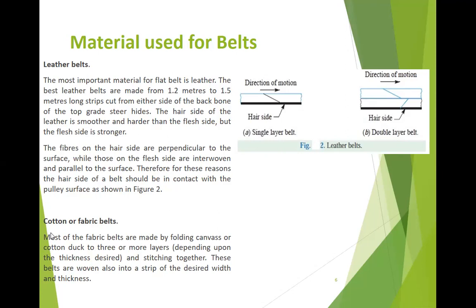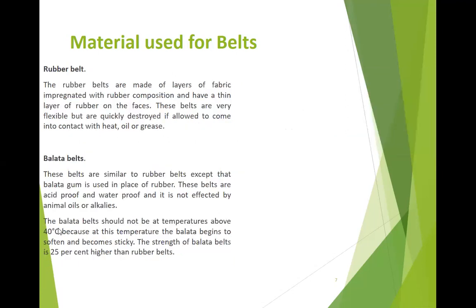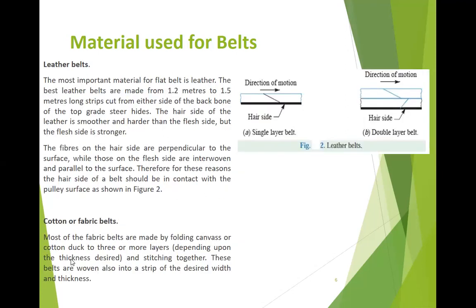Cotton or fabric belts. Tayo dito example. So, most of the fabric belts are made by folding canvas or cotton duck to 3 or more layers, depending upon the thickness desired, and it is stitched together, yung mga canvas type. These belts are woven also into a strip of the desired width and thickness. Okay.